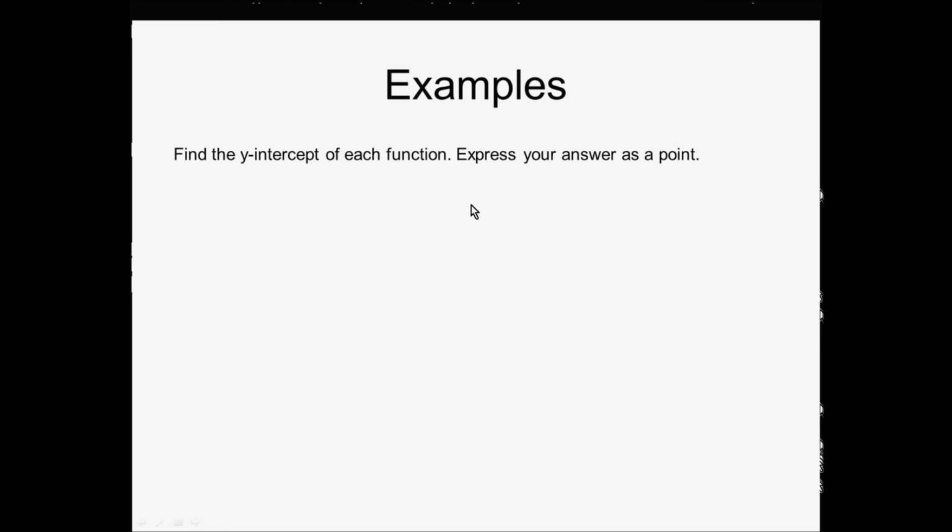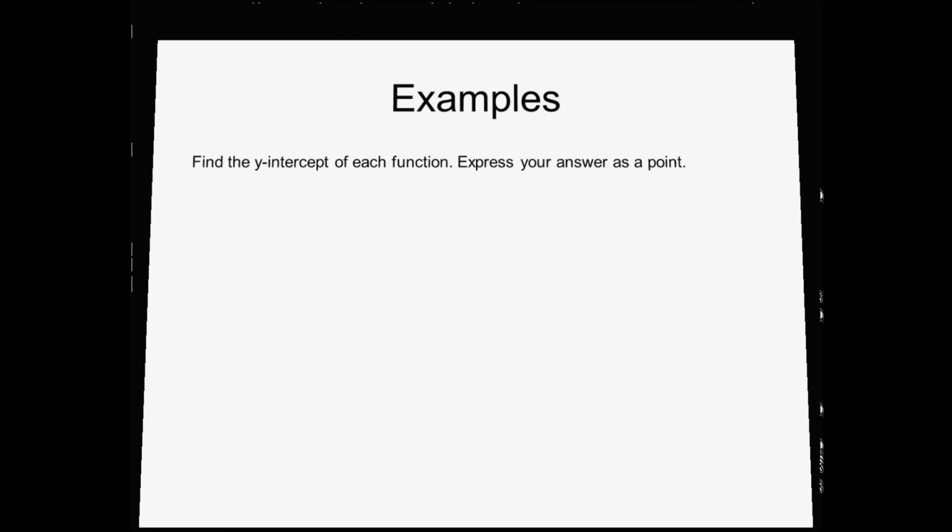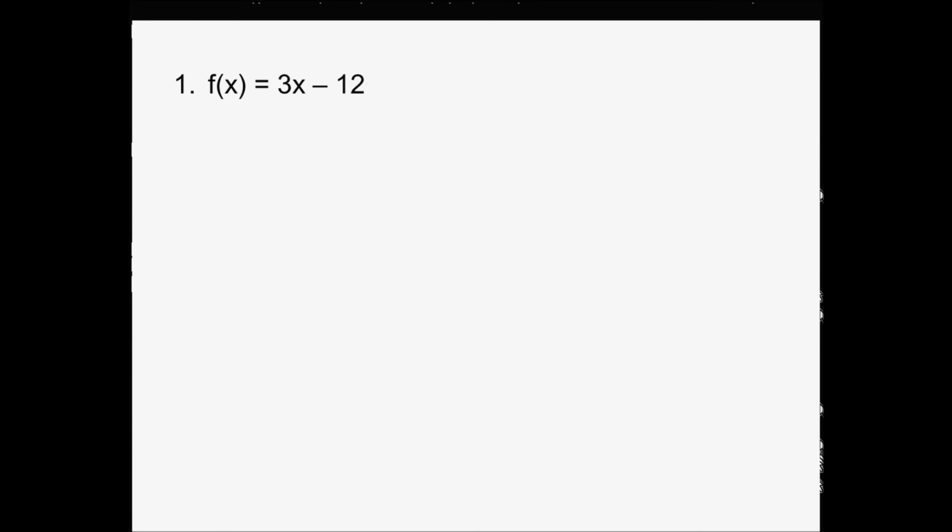So find the y-intercept of each function. Express your answer as a point. So again, I'm going to have the same 3 functions. So we're looking for the y-intercept. So there's my first one. f of x equals 3x minus 12. Okay, remember, to find the y-intercept, evaluate f of 0. So 3 times 0 minus 12, I get negative 12. As an ordered pair, as a point, 0 comma negative 12.